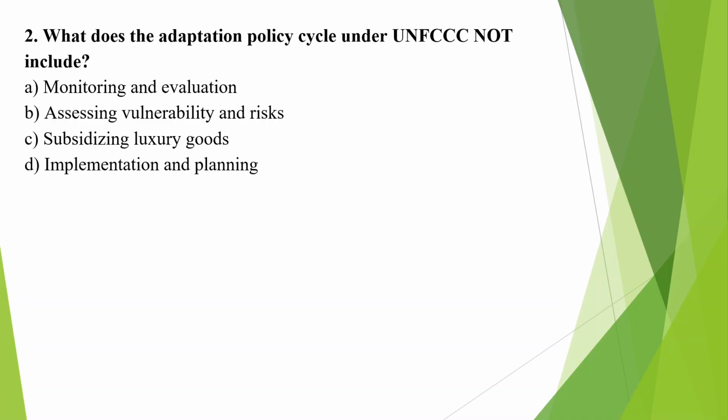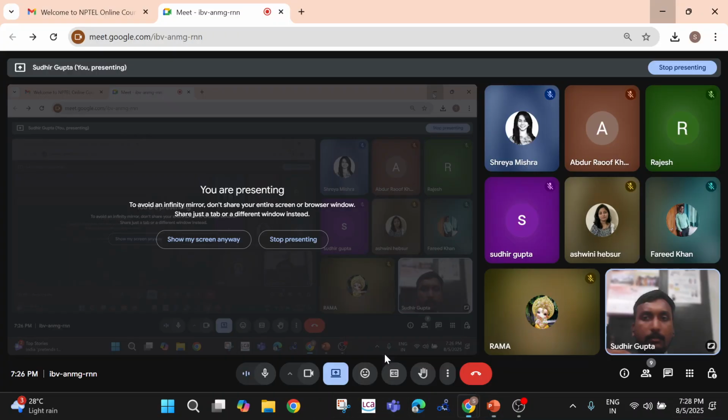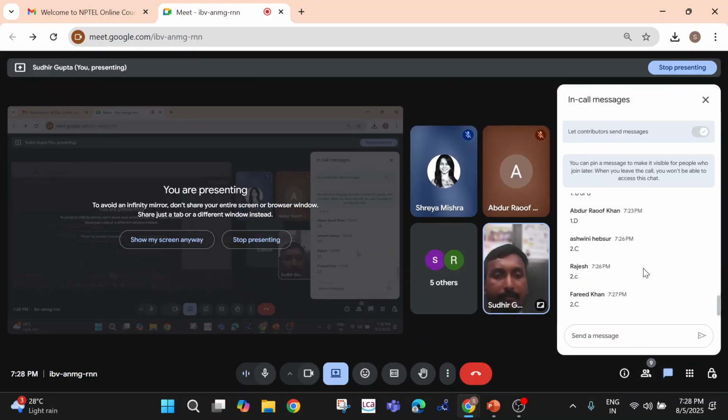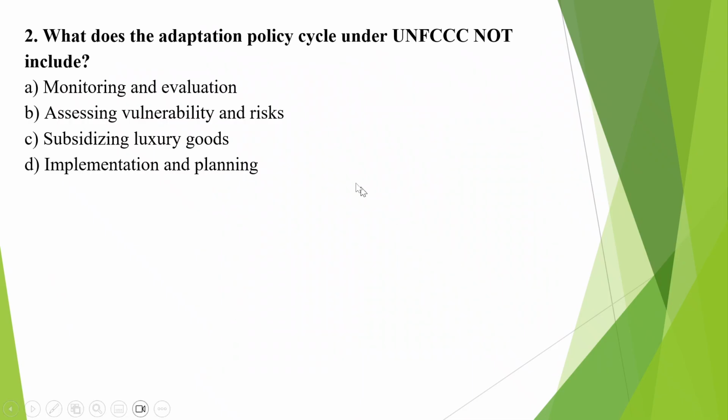I can see that we have received several answers for this question number 2. Let me see how many of you have answered and what you have answered. As I can see, everyone is choosing option C for this question, and option C is the correct answer. All of you are absolutely correct.